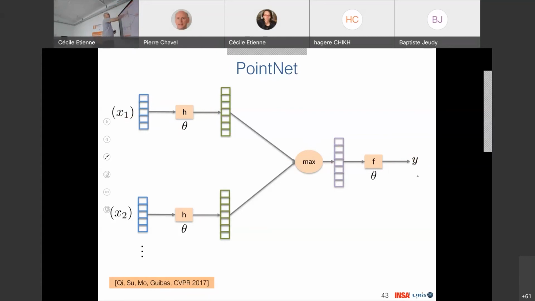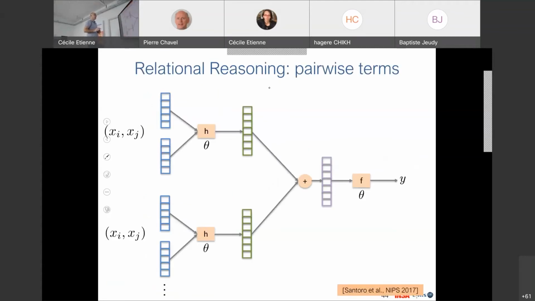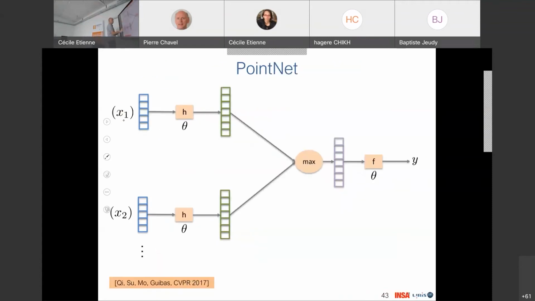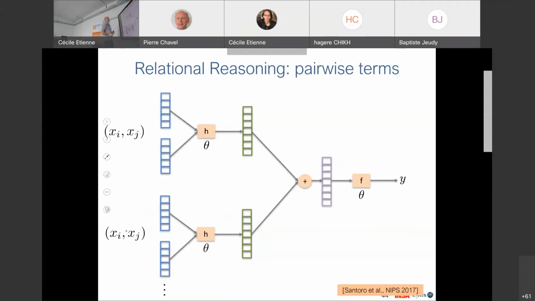So this is called PointNet. It's a model from 2017. It's really easy and strangely widely used and very powerful. We can make it a little bit more complex by doing relational reasoning. Basically the first model takes all the points independently. The second model, introduced by Santoro et al., takes points in pairs. So it goes over all pairs of points. For example, in graphs, it could be neighbors linked by an edge.